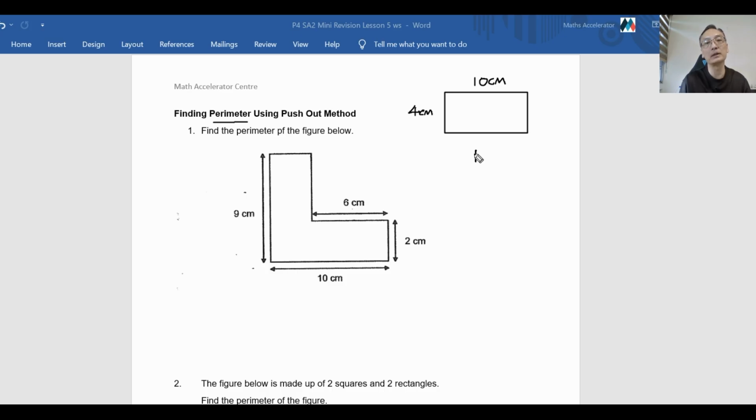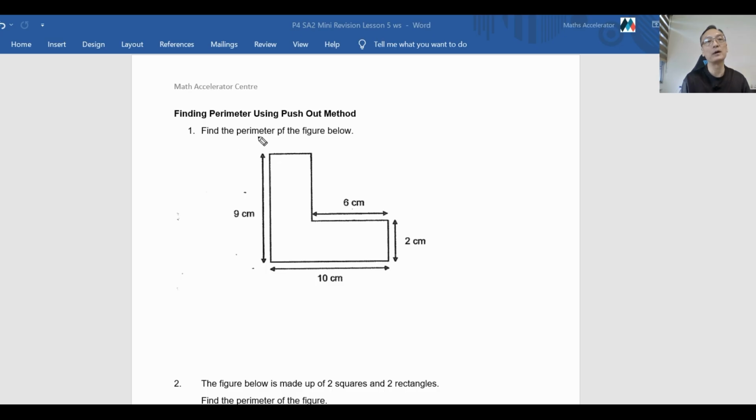In order to find the perimeter, we have two lengths. Each length is 10 cm, so it will be 10 plus 10. And we have two breadths, each side is 4 cm, so we add 4 and 4. In total, 10 plus 10 gives us 20, 4 plus 4 gives us 8, and the perimeter of this rectangle will be 28 cm. This is how we find the perimeter of a regular rectangle.